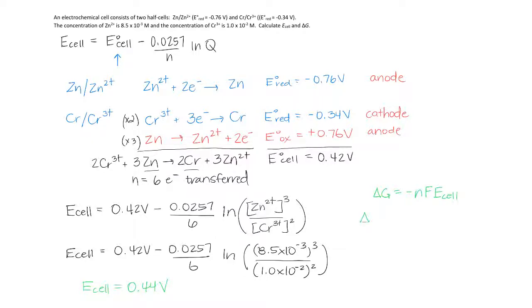And we just have to plug in some values here. Delta G equals negative, we know that n is 6, F is Faraday's constant, 96,500 joules per volt times mole of electron. And then multiply by the cell potential that we calculated.